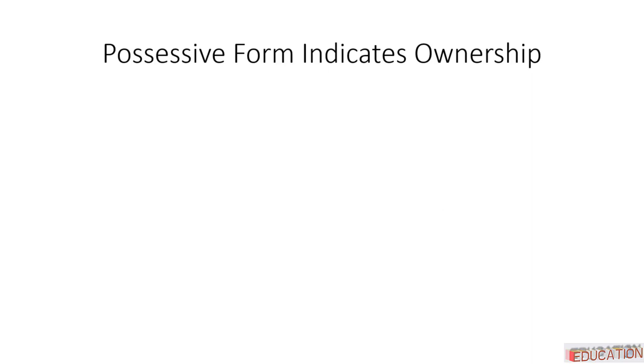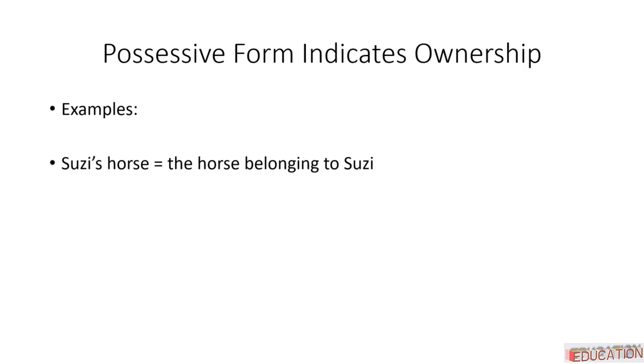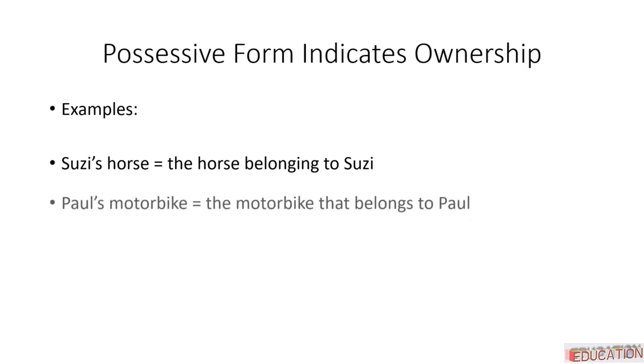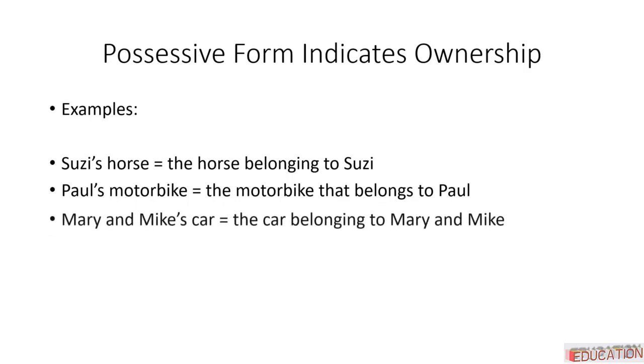As we said, the possessive form indicates ownership, and here are some examples. Susie's horse is the horse belonging to Susie. Paul's motorbike is the motorbike that belongs to Paul. And Mary and Mike's car is the car belonging to Mary and Mike.